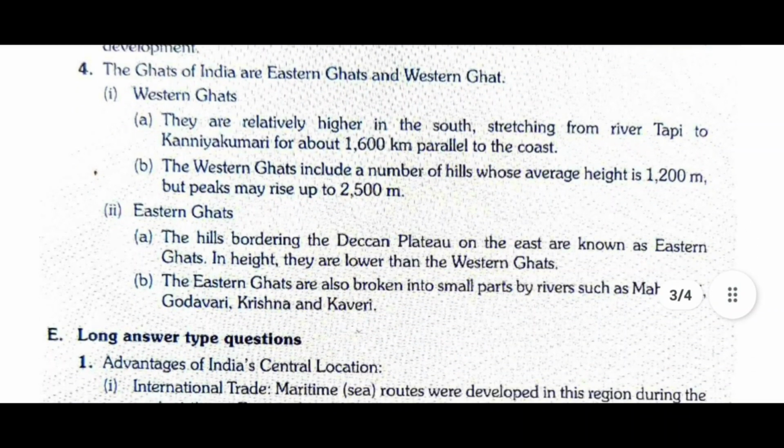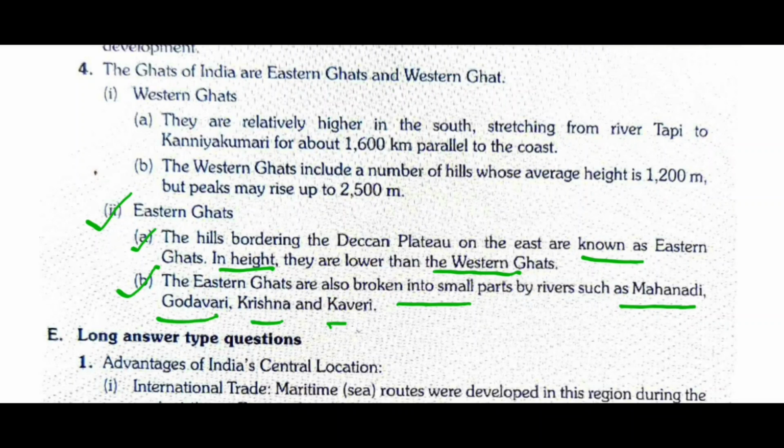Then the Eastern Ghats. The hills bordering the Deccan Plateau on the east are known as the Eastern Ghats. In height, they are lower than the Western Ghats. The Eastern Ghats are also broken into small parts by rivers such as Mahanadi, Godavari, Krishna, and Kaveri.